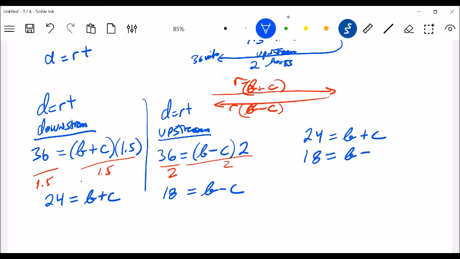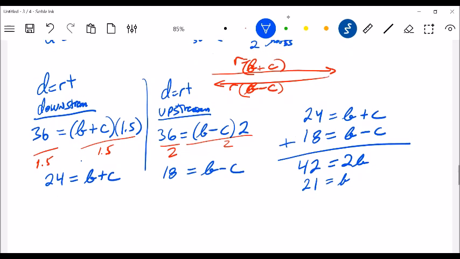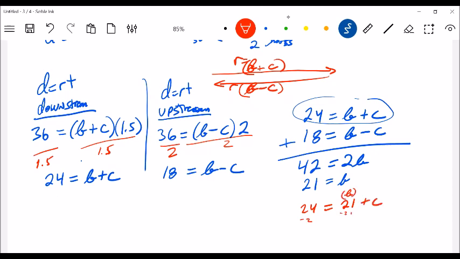I have two easy equations because look at this. I can simply add these two equations and I get 42 is equal to 2B. So B is equal to 21. Well, now that helps. If we know that B is 21, we can find C by taking one of these. This one. 24 is equal to 21, which is B, plus C. Subtract the 21, and C is equal to 3.